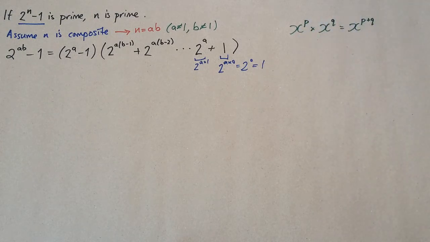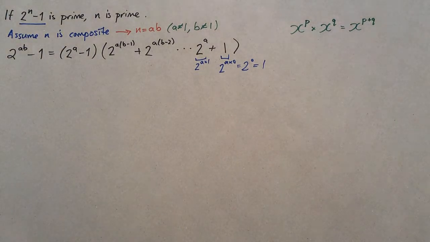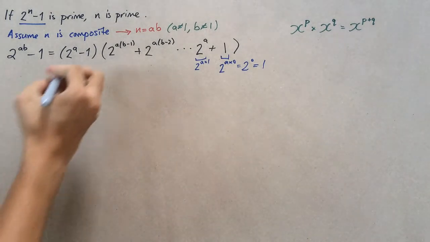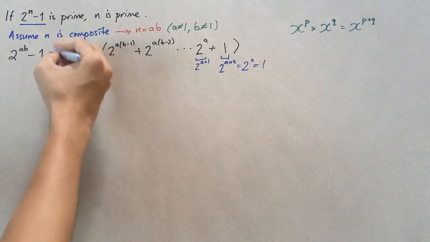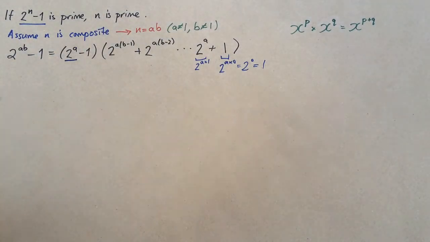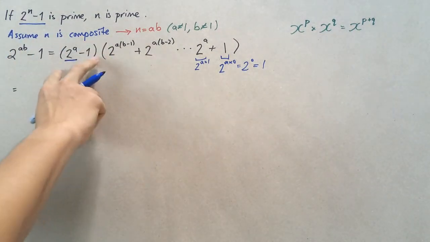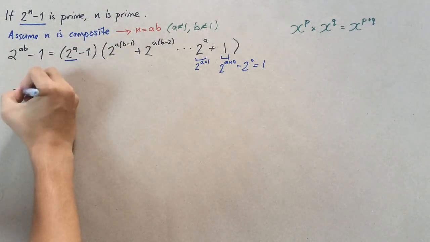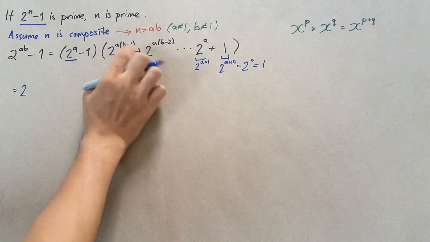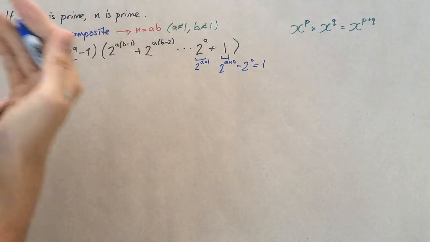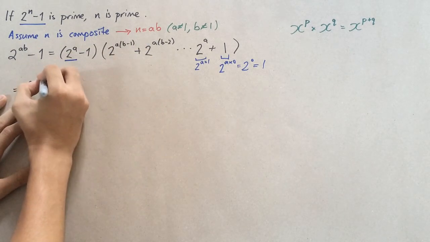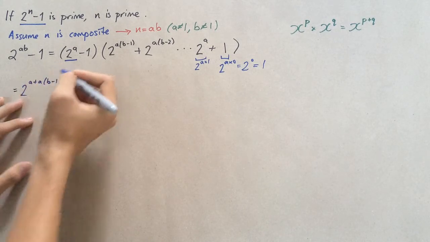So knowing this, we can apply it when we're multiplying this bit out. I'm going to first multiply out the 2 to the power of a with everything else. So we add the indices, because the base is the same. That's important. We couldn't just simply add anything; the base must be the same, but in this case, the base is the same. So we get 2 to the power of a plus a times b minus 1. We'll write the whole thing out and sort it out later on.